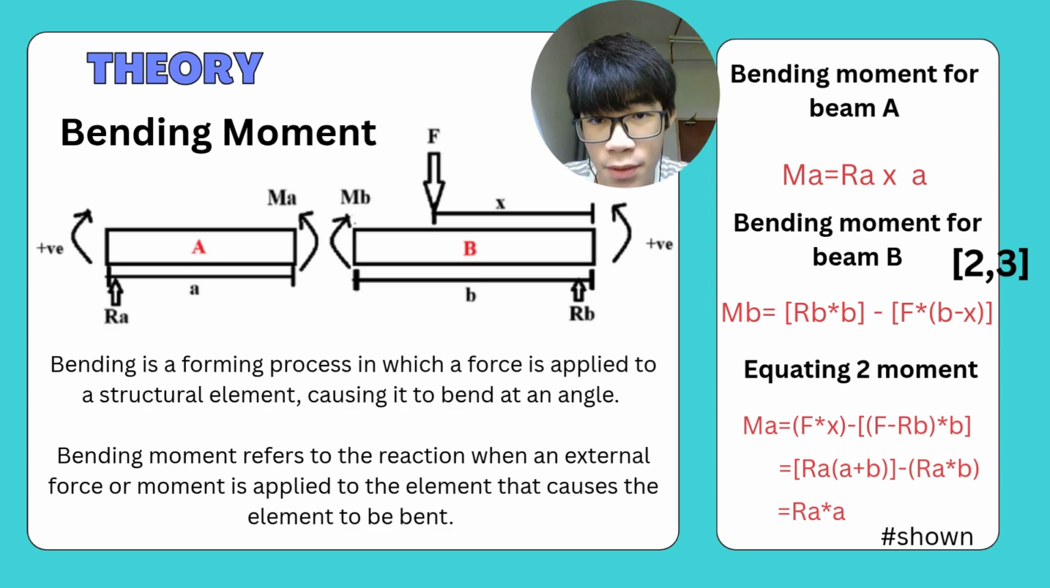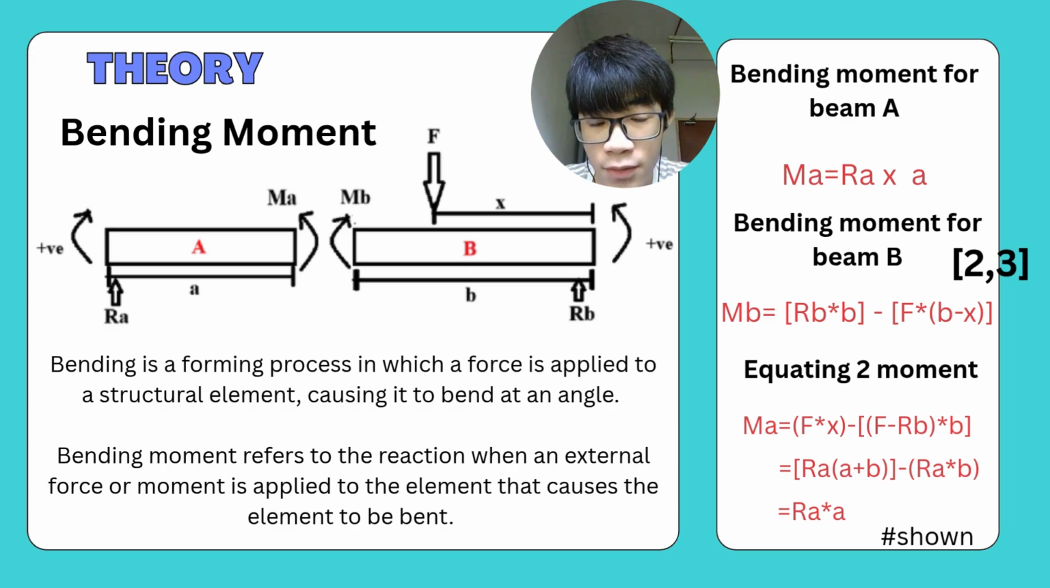Next is the theory part. In this experiment, the bending moment is considered. Bending is a process in which a force is applied to a structural element, causing it to bend at an angle. The bending moment refers to the reaction when an external force or moment is applied to the element that causes the element to be bent.